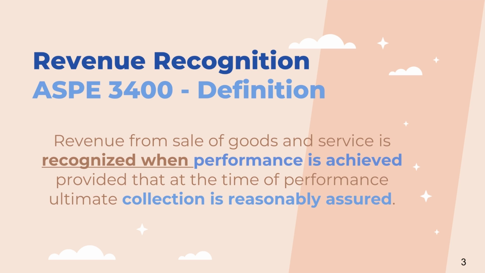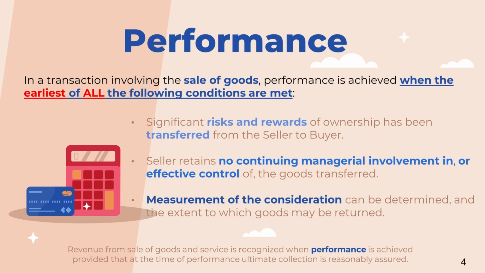So now let's talk about the revenue recognition definition in ASPE 3400. It states that revenues from the sale of goods and services are recognized when performance is achieved, provided that at the time of performance, ultimate collection is reasonably assured. So to fully understand what this means, we have to first define what performance is and then what is meant by collectability. So now let's start defining what performance is.